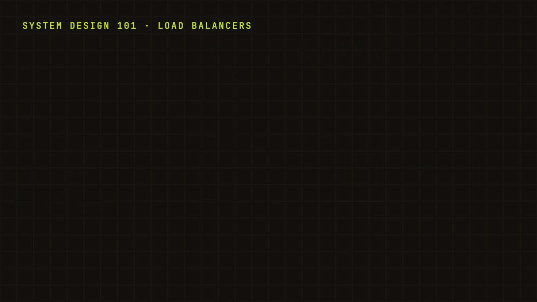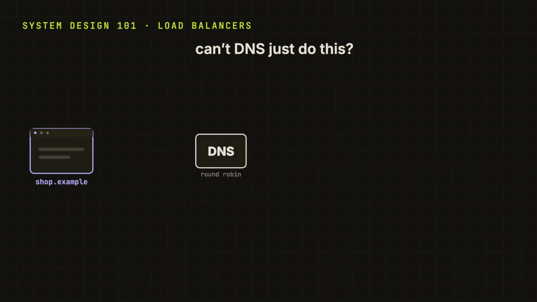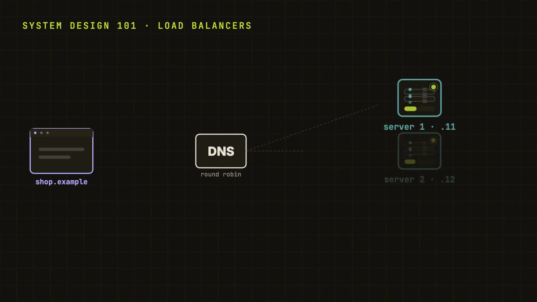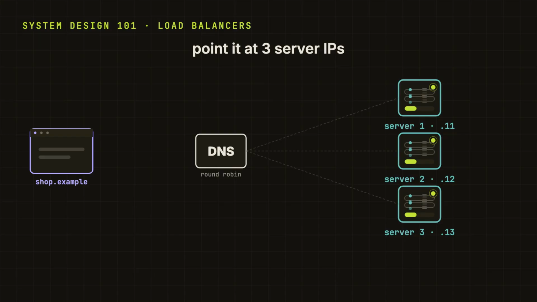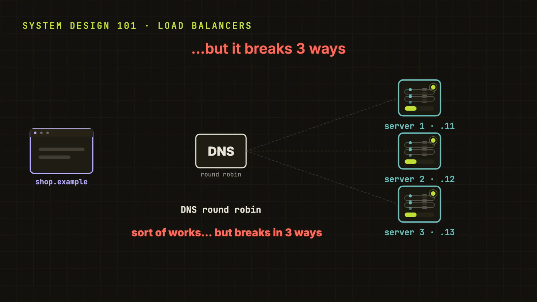Now, if you are sharp, you are already asking the obvious question. Can DNS just do this itself? Because DNS can hand back more than one IP. You point shop.example at say 3 server IPs and the DNS server just rotates through them. That is a real thing. It is called DNS round robin and it sort of works, but it quietly breaks in 3 ways. And this is exactly why the load balancer exists.